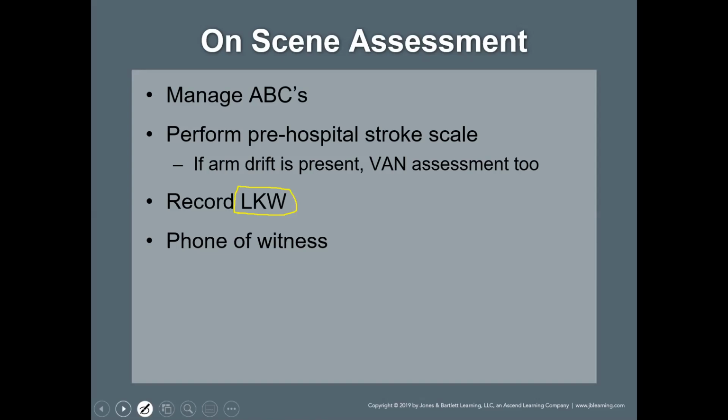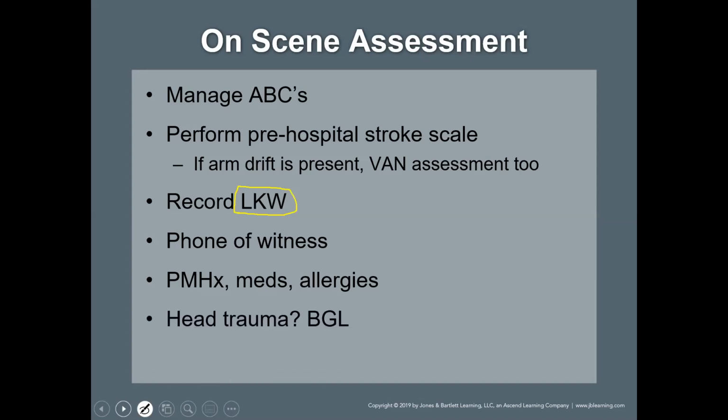So cell phone number, I'm going to get a blood glucose, get their past medical history, their medications, and I'm just going to bring them with me. I don't have to take the time to write them down. Get their allergies, and did they fall? Did they have a syncopal event at all? Has there been any recent trauma? And any blood glucose less than 60 milligrams per deciliter, we're going to treat with IV D10, just because stroke symptoms can be mimicked by hypoglycemia.